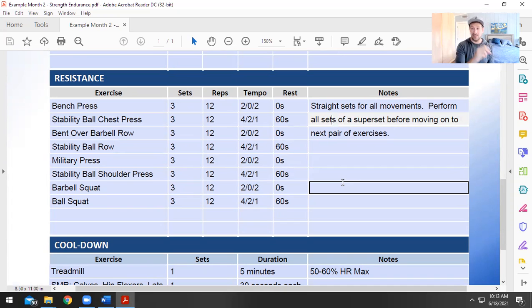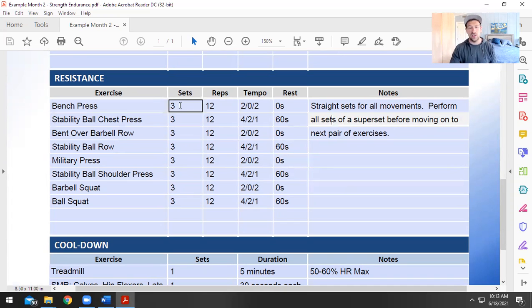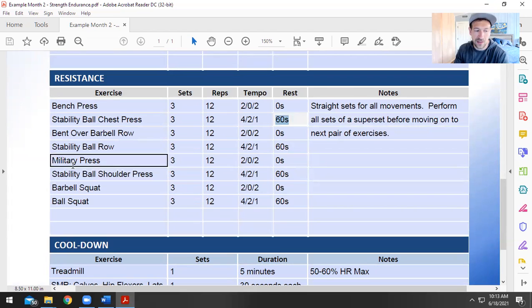Then they'll move on to C, D, rest, C, D, rest, right? So you can see that laid out here. I said 0 seconds of rest for the first movement, 60 seconds of rest for the second movement, and it's straight sets. So these are paired together, these are paired together, these are paired together, and these are paired together.